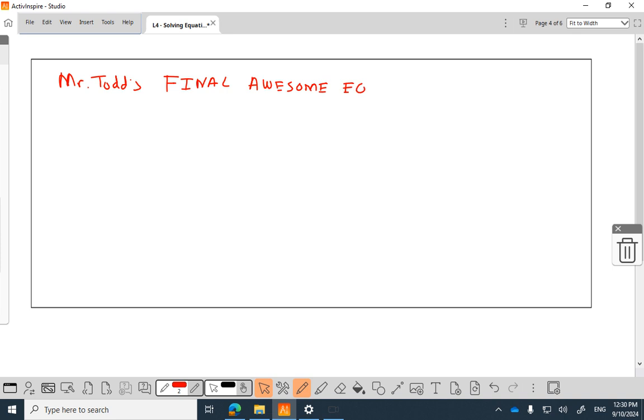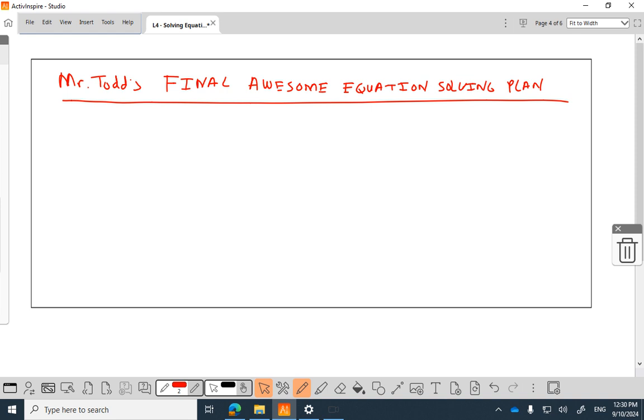Equation solving plan. Finally put it all together on one page. So you can ignore all the earlier ones, and I'm hoping you recognize everything I put on here. You're like, oh yeah, we talked about that. Oh yeah, we talked about that.